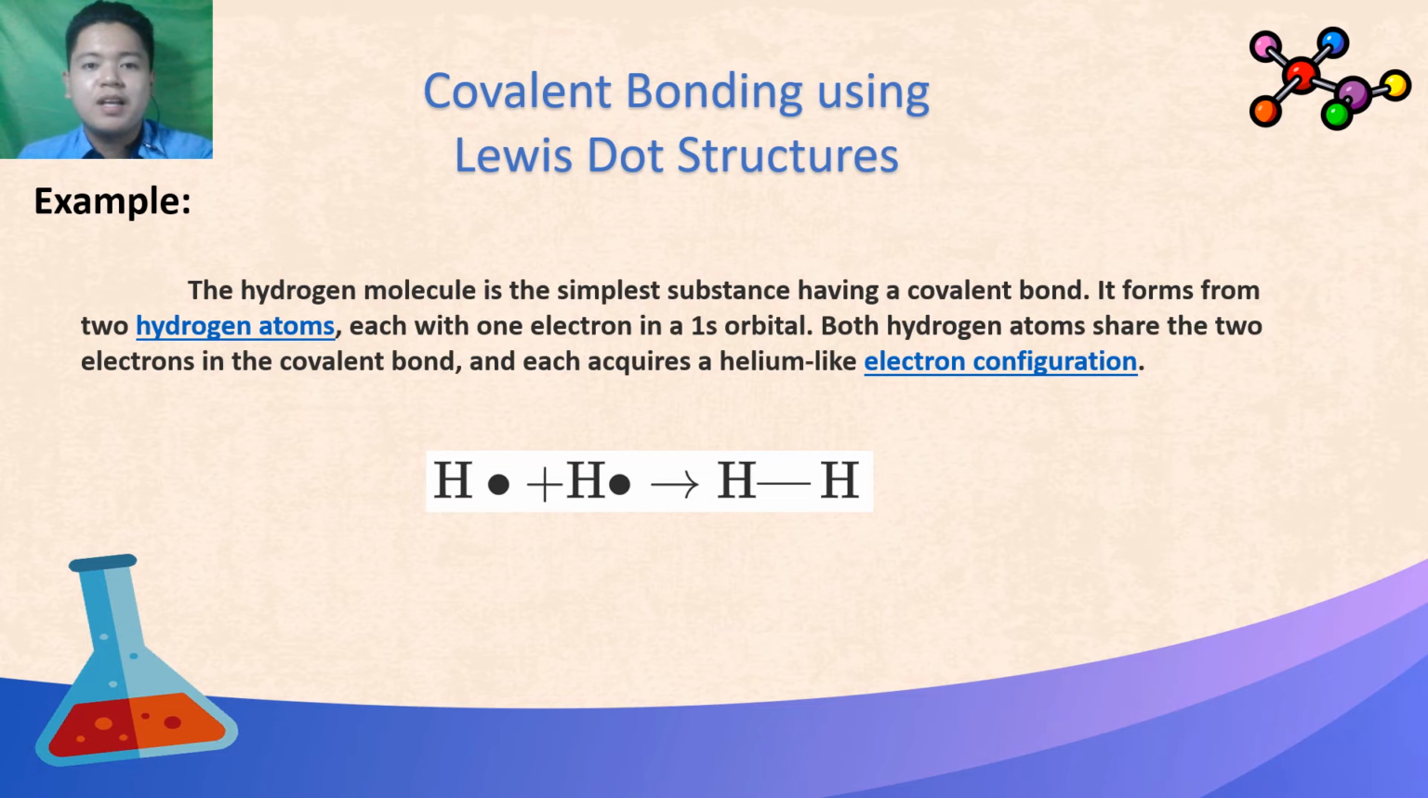Now, we will have an example on how to make a Lewis dot structure. We will choose the hydrogen molecule, which is the simplest substance to form a covalent bond. These are two hydrogen atoms that share each of their valence electron, as shown in the figure, in which the sharing is represented by a dashed line, forming a hydrogen molecule.